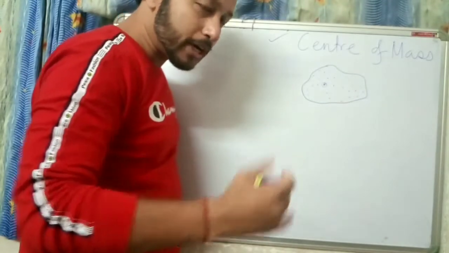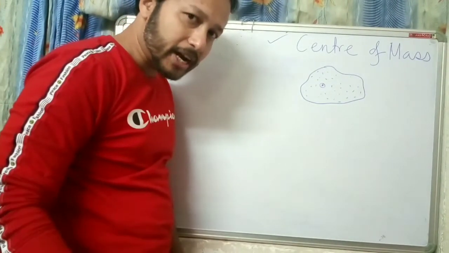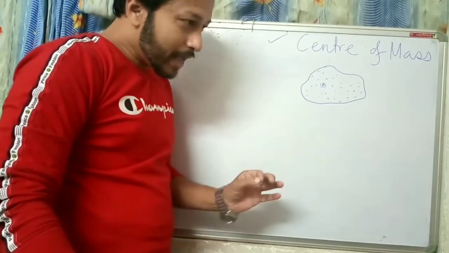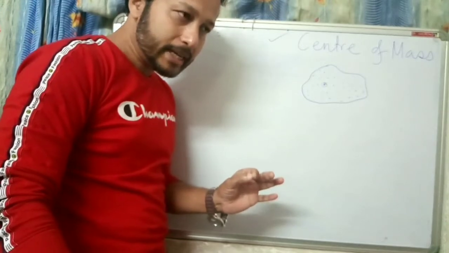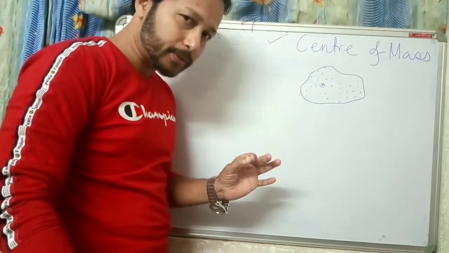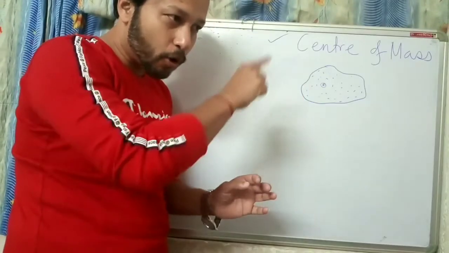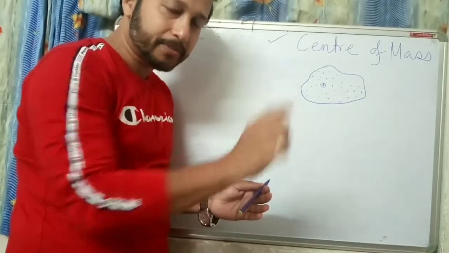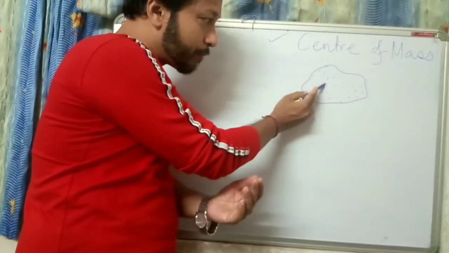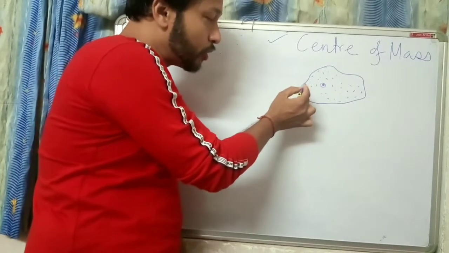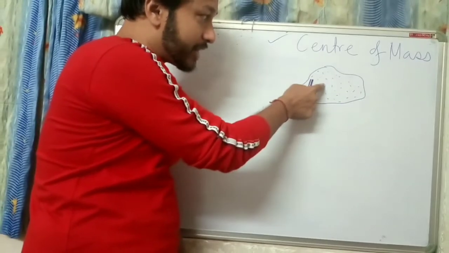So if I ask you the definition of center of mass or center of gravity for class 10th standard, you will answer that the center of mass or center of gravity is that particular point at which the whole mass of the body is accumulated. I repeat, center of mass is that particular point where the whole mass of the body is centralized.